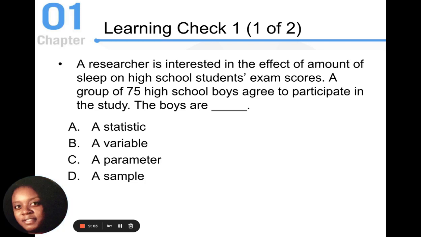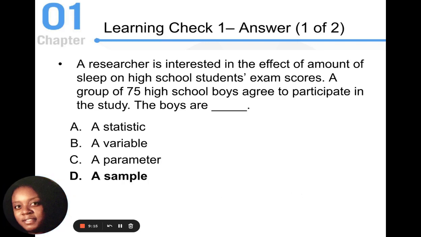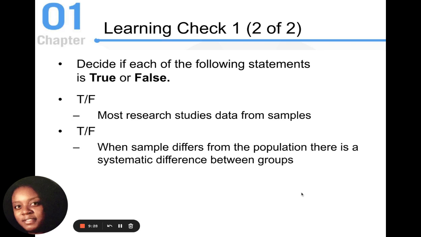So I'm going to give you a few moments to think about the correct answer. And hopefully everyone's thought of the answer. The correct answer would be D, a sample. So those 75 boys who've agreed to participate were hopefully taken from a larger group, a larger population.